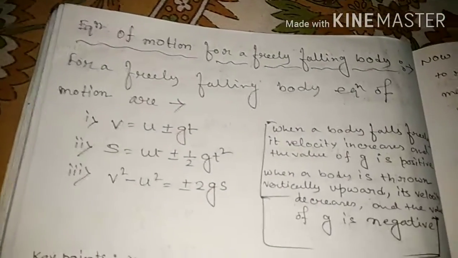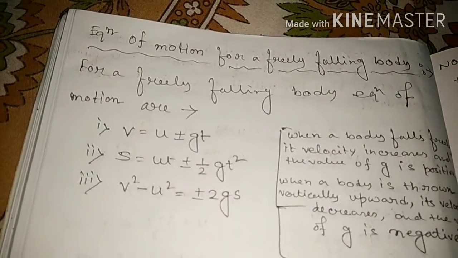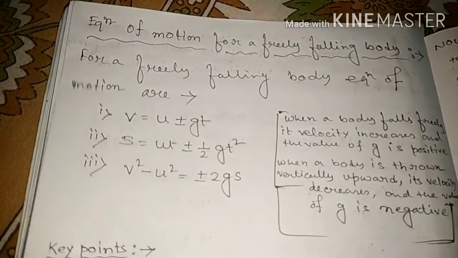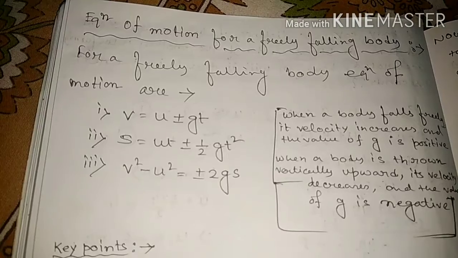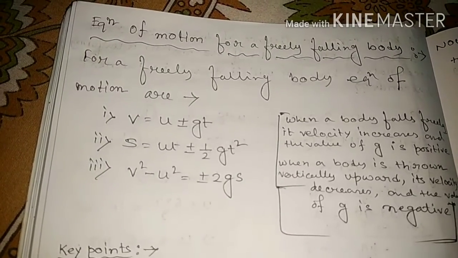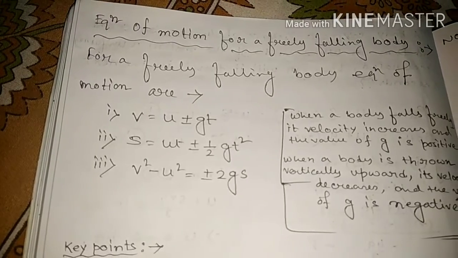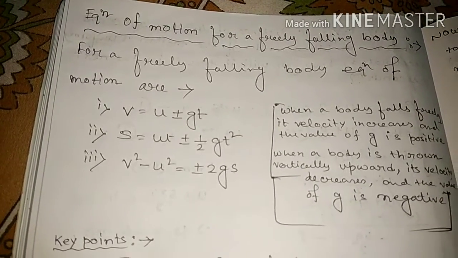Okay, so in terms of acceleration due to gravity, how can we write the three equations of motion? v equals u plus or minus gt, s equals ut plus or minus half gt squared, and v squared minus u squared equals plus or minus 2gs.